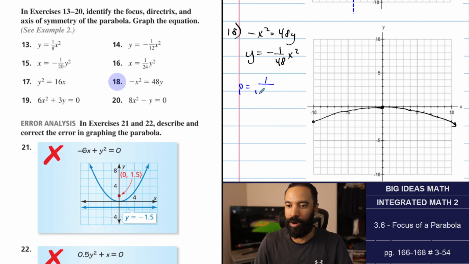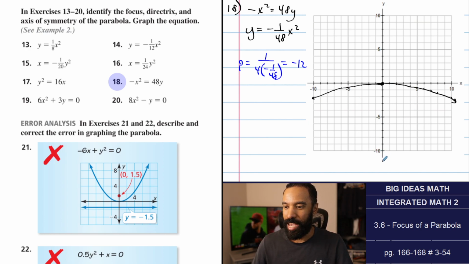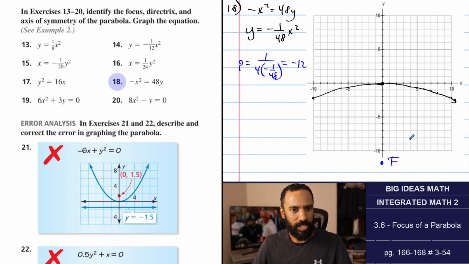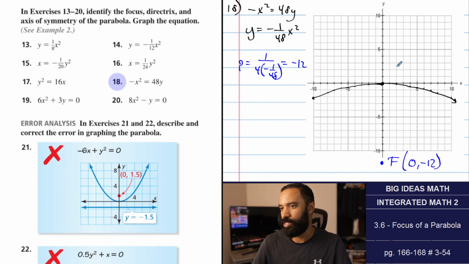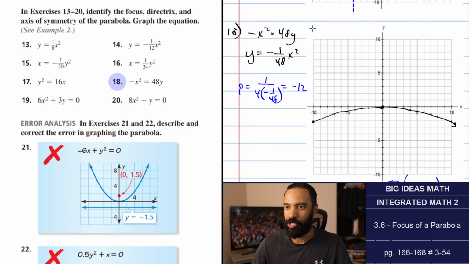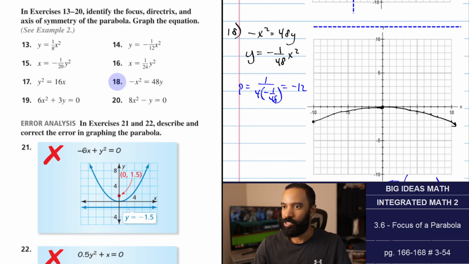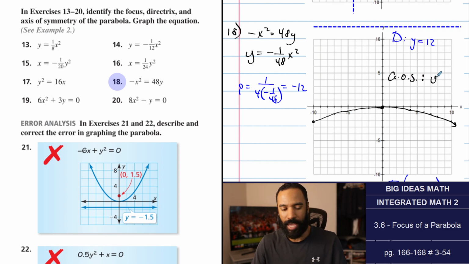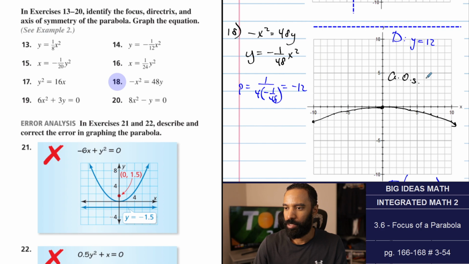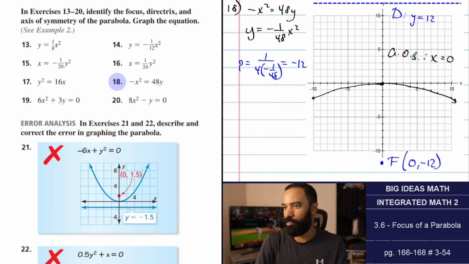P is 1 over 4a. That's 1 over -1/12, so you get -12. Now, my focus is down here. I can't even fit that one, so I don't want to change the scale too much. I don't even think they asked me necessarily to plot the focus on the graph though, right? But you do need to know the ordered pair. It's 12 down, so 0, -12. And then your directrix is all the way up here at y equals 12. So D is y equals 12. The axis of symmetry is the y-axis this time, so AOS, which I'm not drawing, they said identify, is x equals 0. Those are the values we're getting out from that.